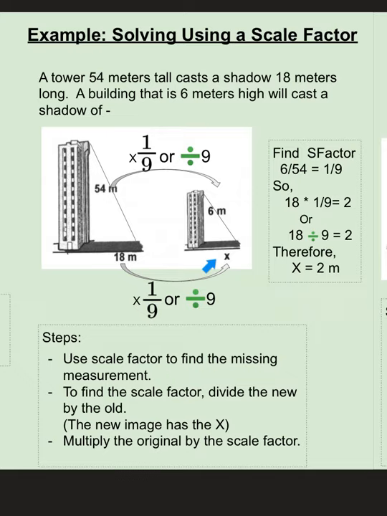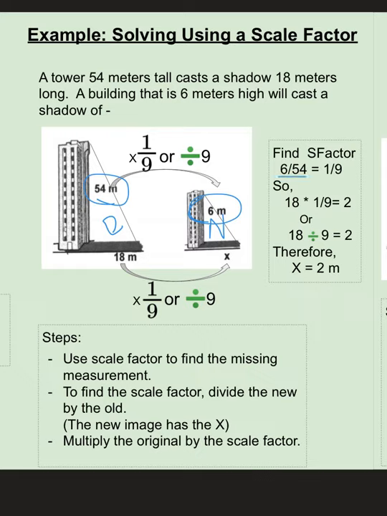So scale factor, I divided 6, and I knew that this 6, the new, is the one that has the missing measurement, and I wrote that down over here. To find the scale factor, divide the new by the old. The new image has the X. So if I labeled this is my new picture, this is my old. I need one pair of corresponding measurements for my scale factor, so I'm using those because they're both there.